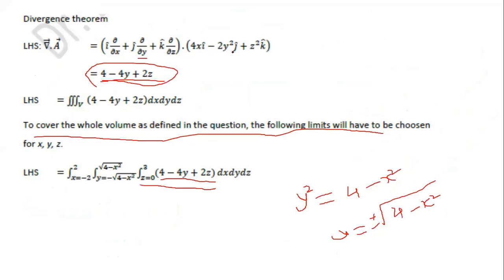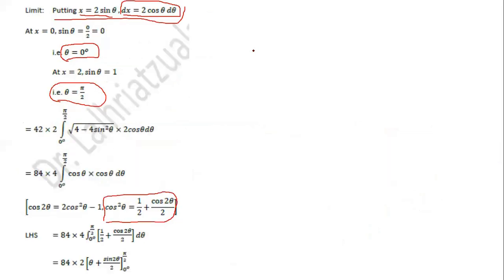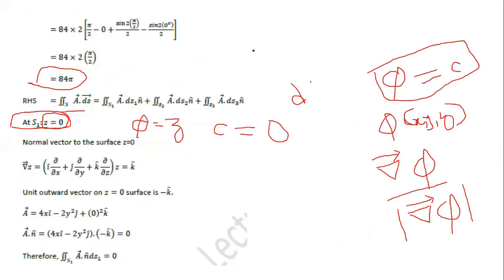x i cap minus 2y square z plus z square k cap, and on the surface z equal to 0, the z value is always 0 for every point there. So you simply put z equal to 0 for the bottom surface. For the bottom surface S1, z value is always 0. So your A vector here is this, because for every point on the bottom surface, z value is 0.